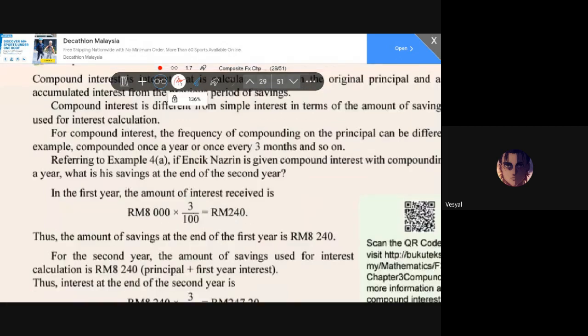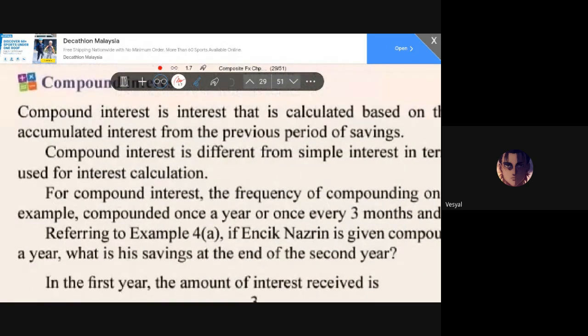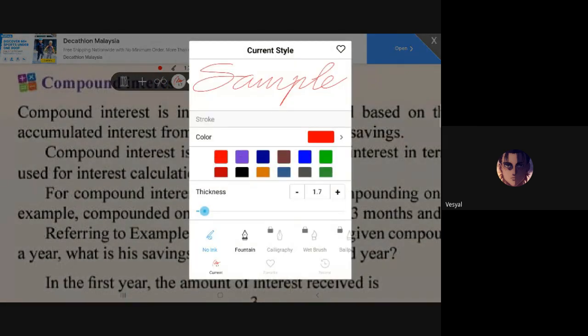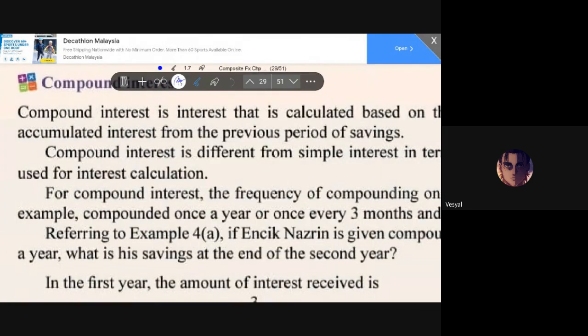So next we look at compound interest. The compound will be slightly more complex, but no need to worry. Let's see, compound interest. So simple interest all okay, yeah? Very short only.